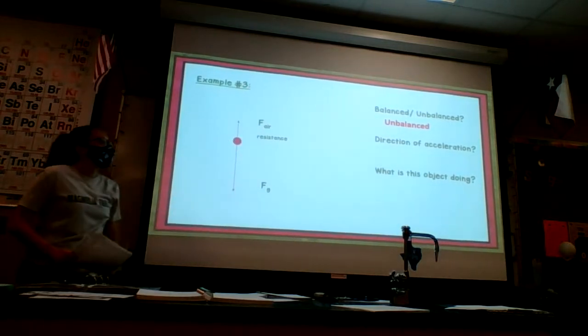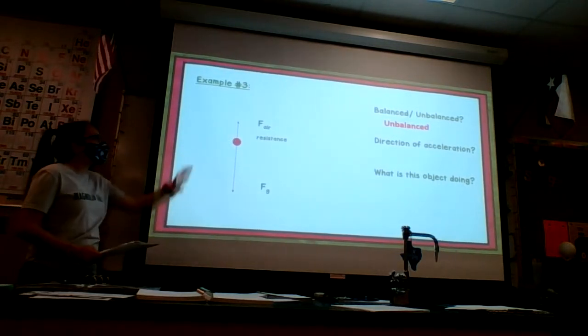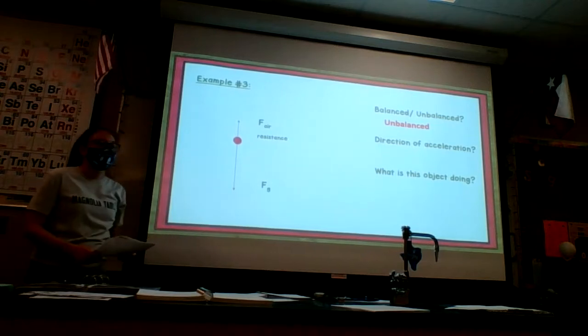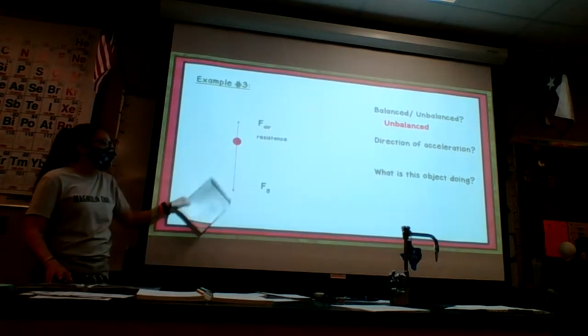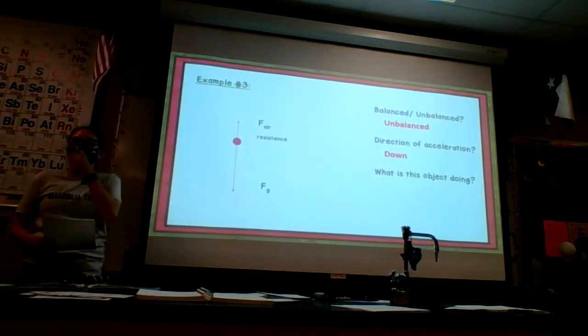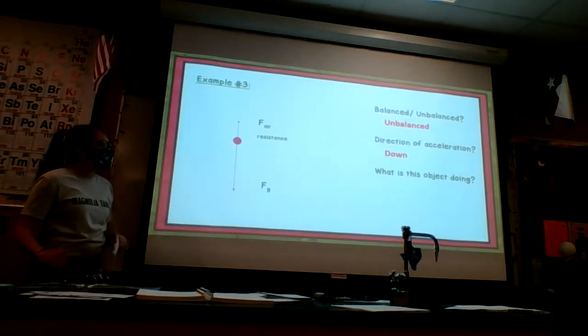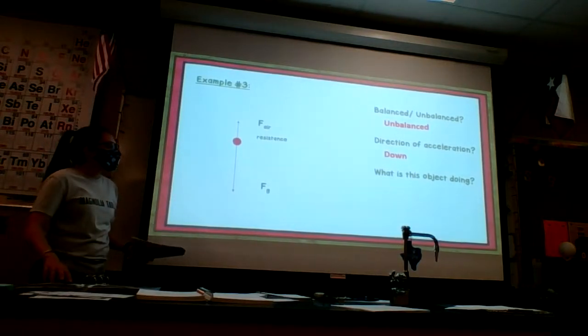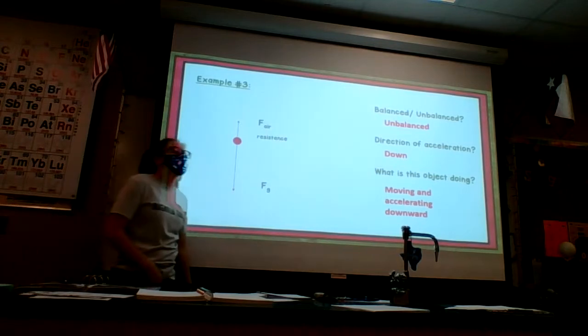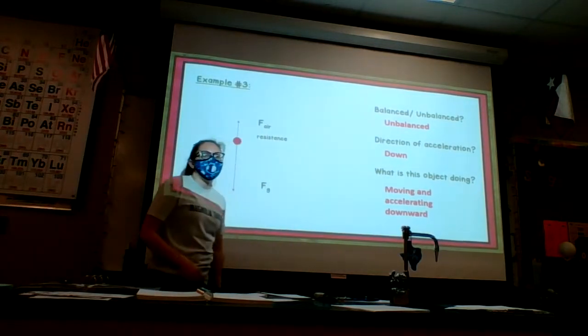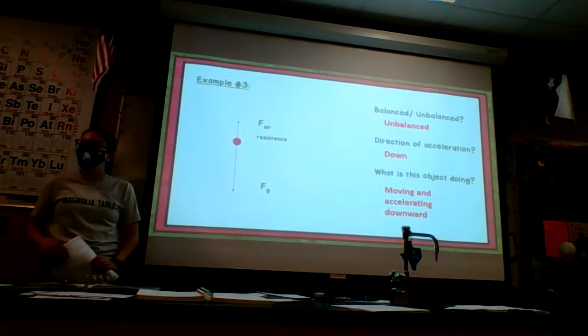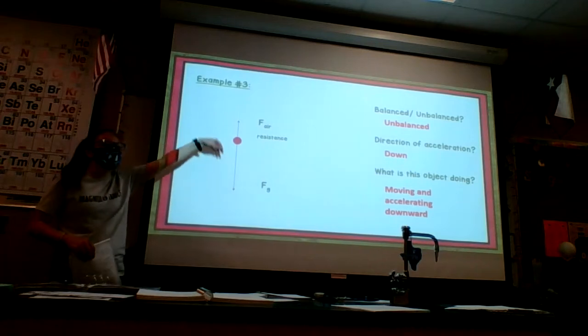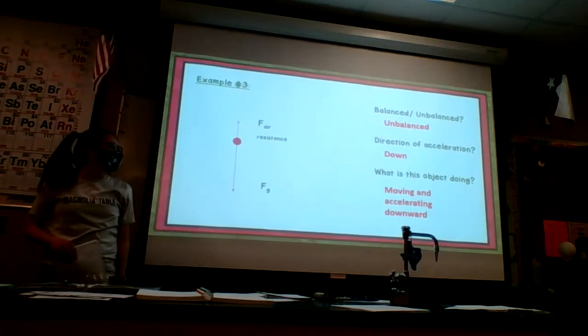Okay? So, direction of acceleration. Which direction do you think this is going? Down. Down because it has the bigger arrow. Okay? So the direction is down. And what is the object doing? Moving and accelerating downward. Okay? And that's because there's a bigger pull down, and we see that because of the bigger arrow.